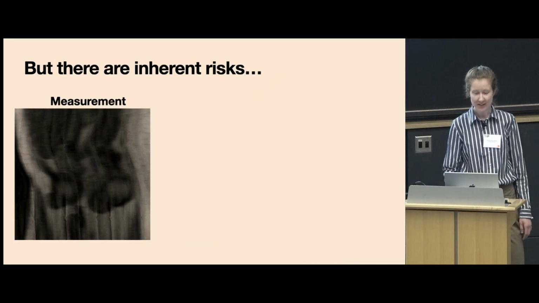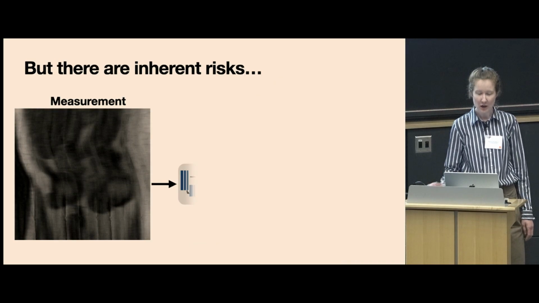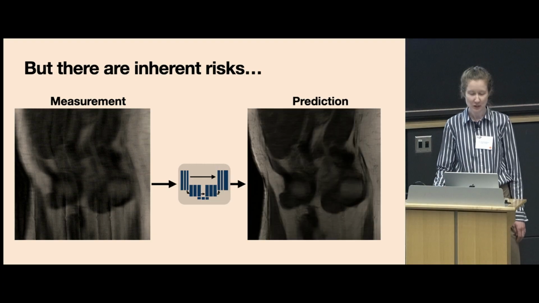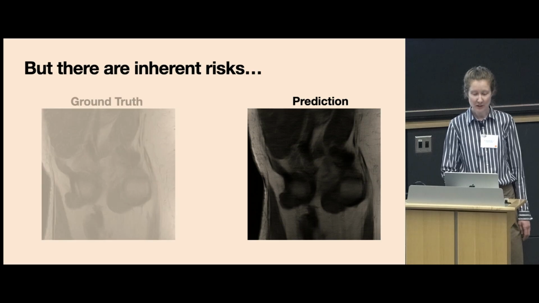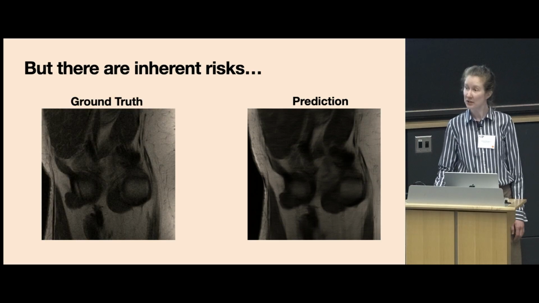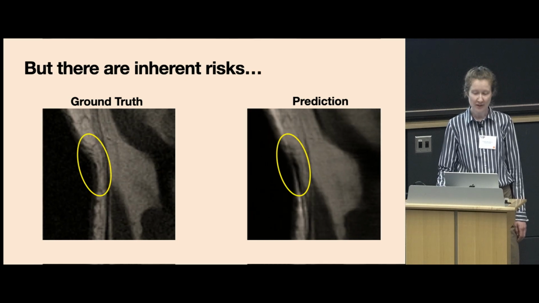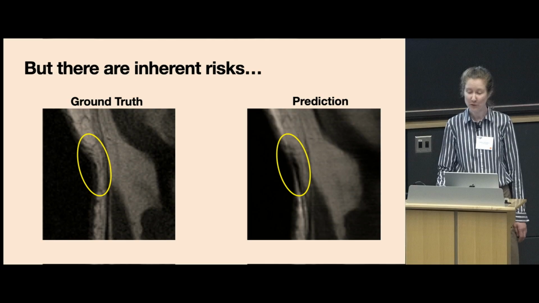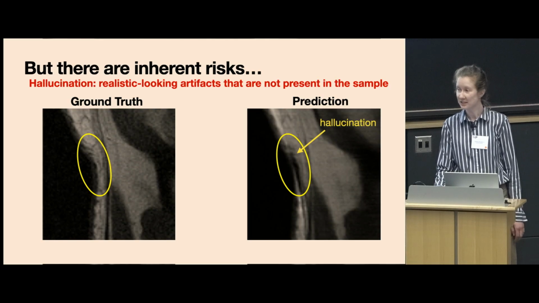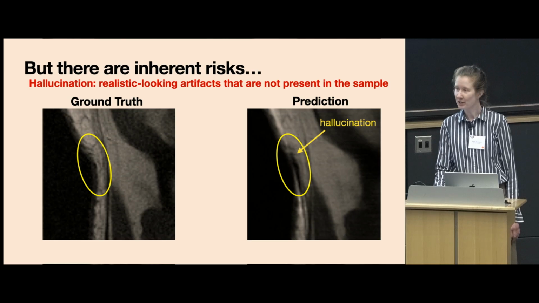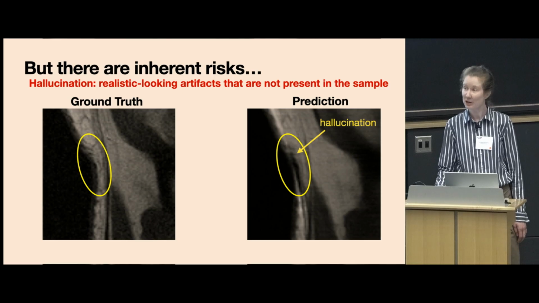But as we've seen, there are inherent risks. If you take an undersampled MRI measurement and run it through some standard CNN, a UNet, you get back a prediction which looks very plausible. And if you compare it to the ground truth, it looks pretty close. But if you zoom in and squint your eyes a little bit, you can see that the prediction has realistic-looking artifacts that are not present in the sample. We call these hallucinations. And doctors are going to be betting a patient's life that these images are real. So this better be real.